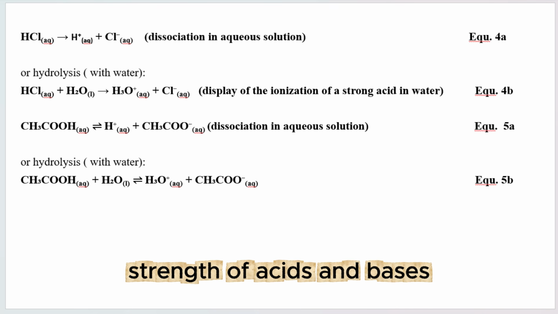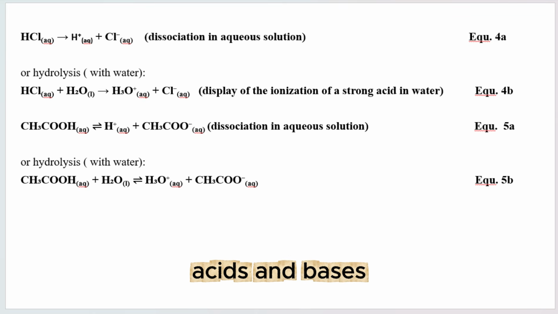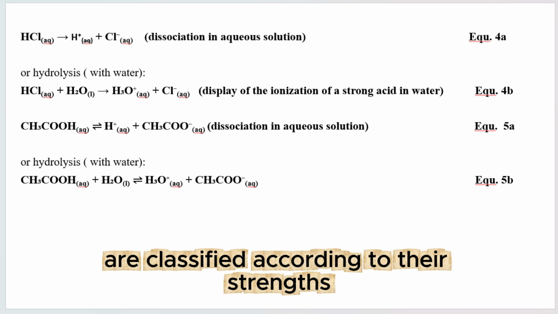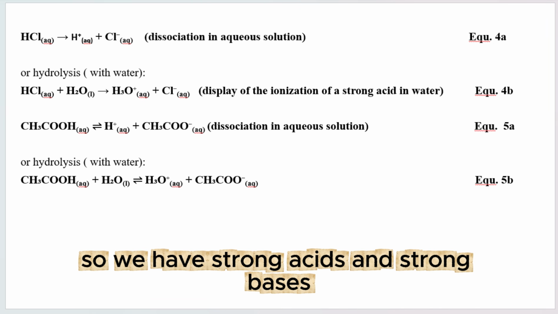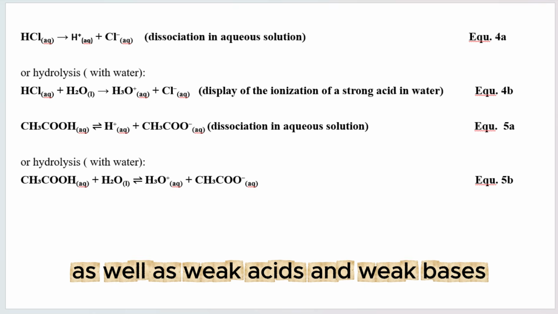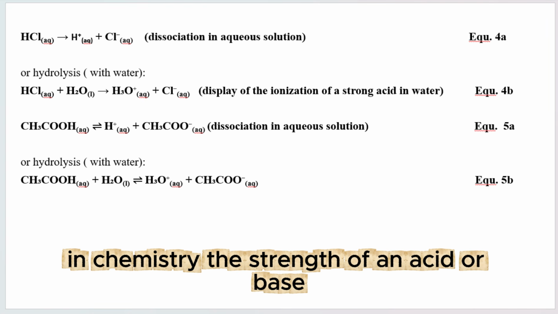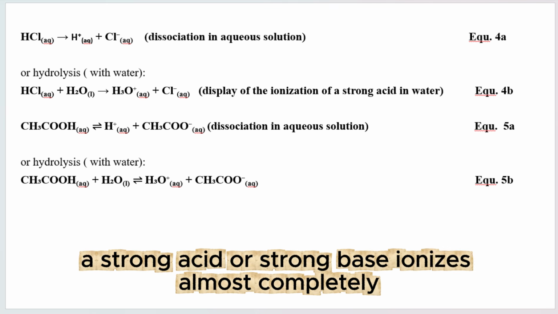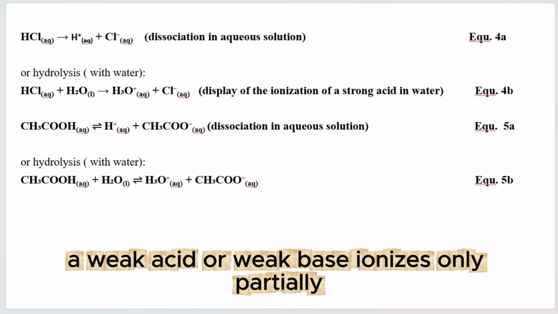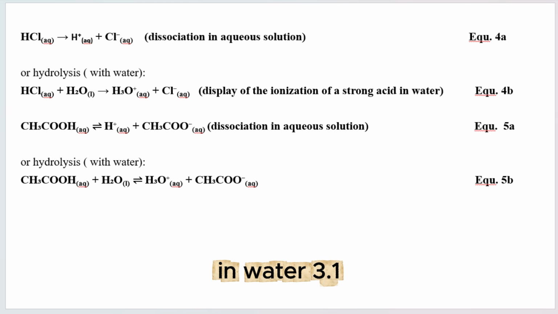Strength of acids and bases. Acids and bases are classified according to their strengths, with the use of the words strong and weak. So we have strong acids and strong bases, as well as weak acids and weak bases. In chemistry, the strength of an acid or base depends on how much it ionizes in water. A strong acid or strong base ionizes almost completely in water. A weak acid or weak base ionizes only partially in water.